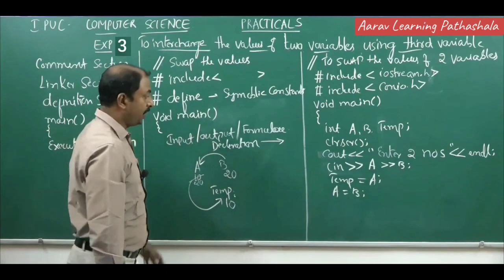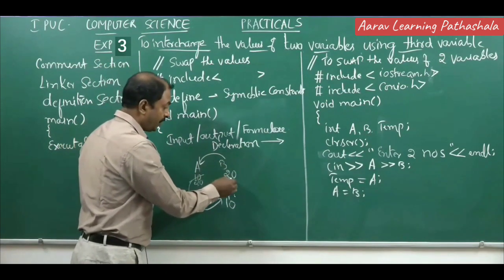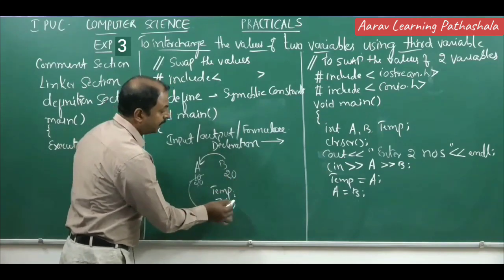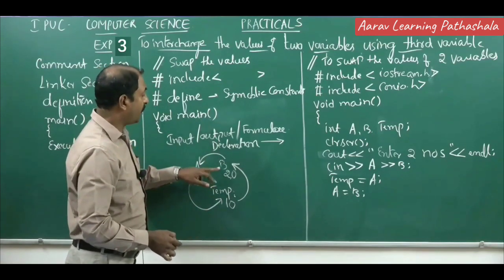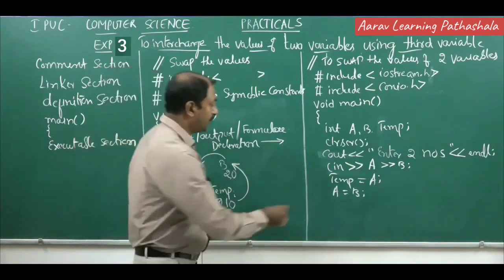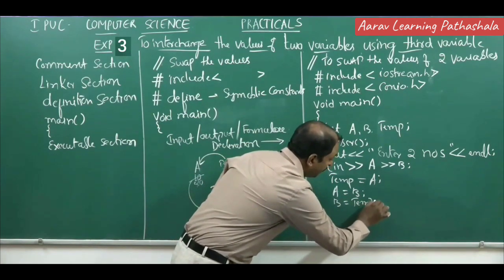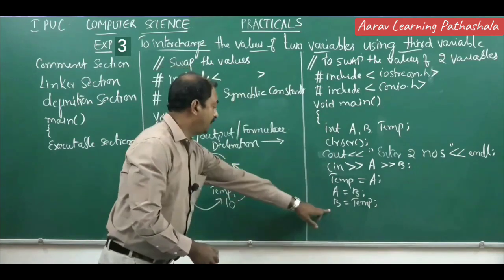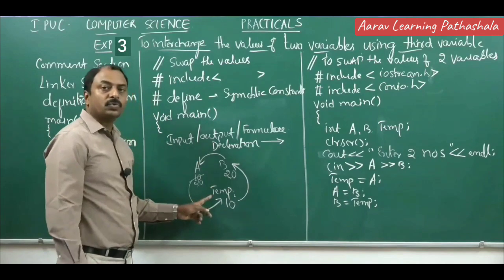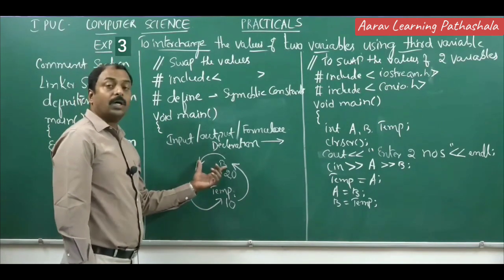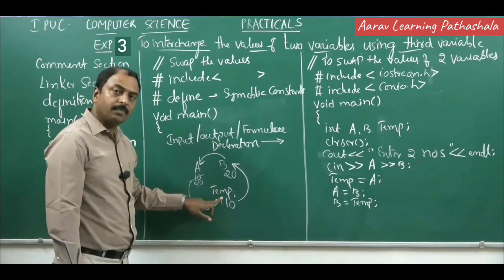a equals b. After this, the value of a is 20, the value of b is 20, but the value of temp is 10. So we have to push this value here. In this case, we have to make the value of b as 10. So for that, we are writing the statement b equals temp. So this is the logic we are using in this program to swap the values of two variables, or to interchange the values of two variables by using a third variable, temp.